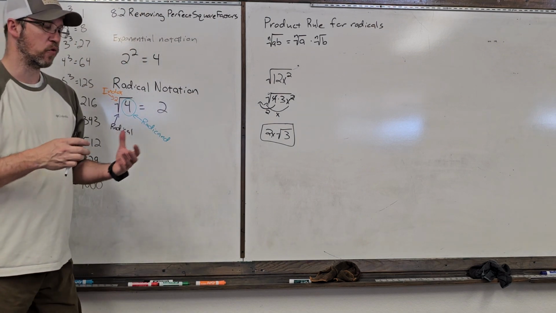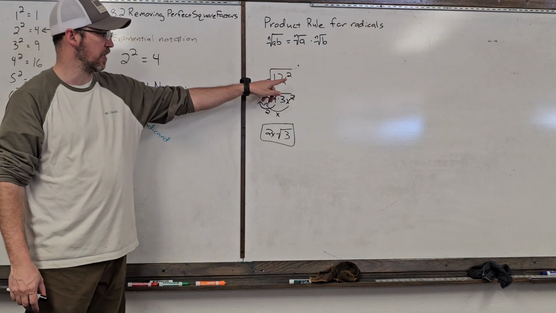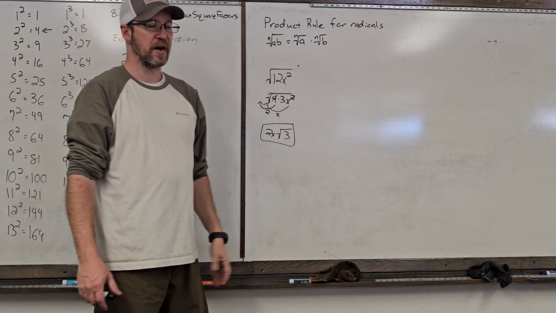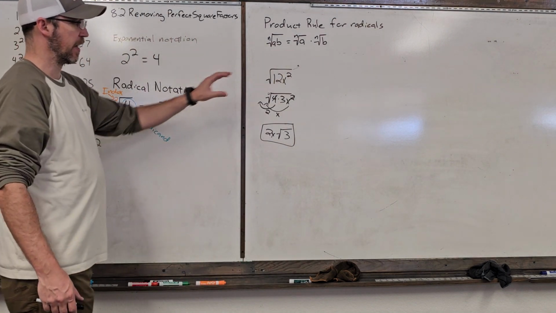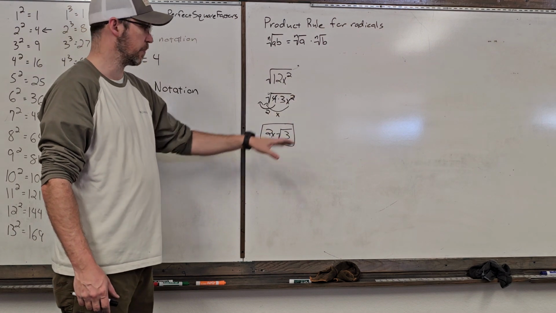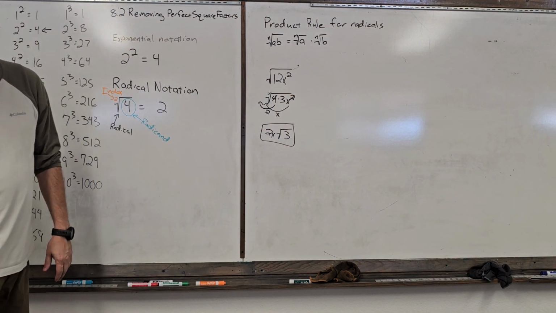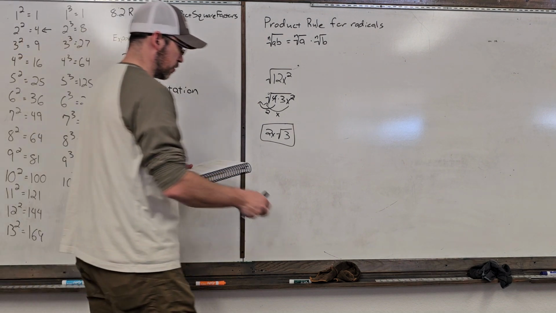All right, so I do them one at a time. I deal with my number first, and then I deal with whatever my variable is. And there could be a whole list of variables. It could be x squared, y cubed, z to the 4th. And I'd have to deal with each variable separately, but they're just as easy as this one. All right, let's look at one that may be a little bit more complicated at first.